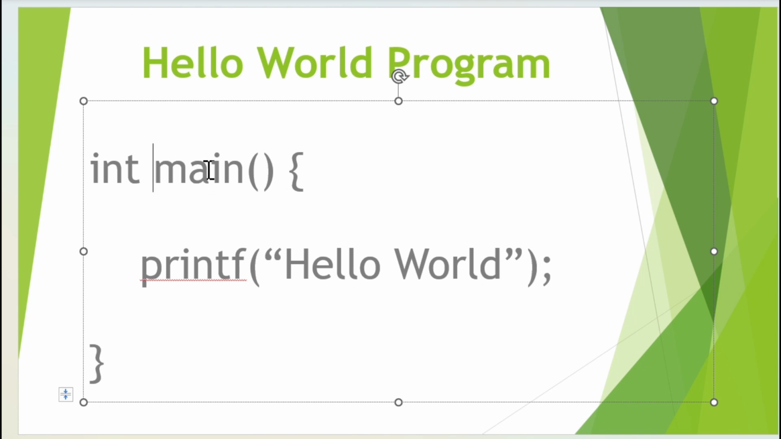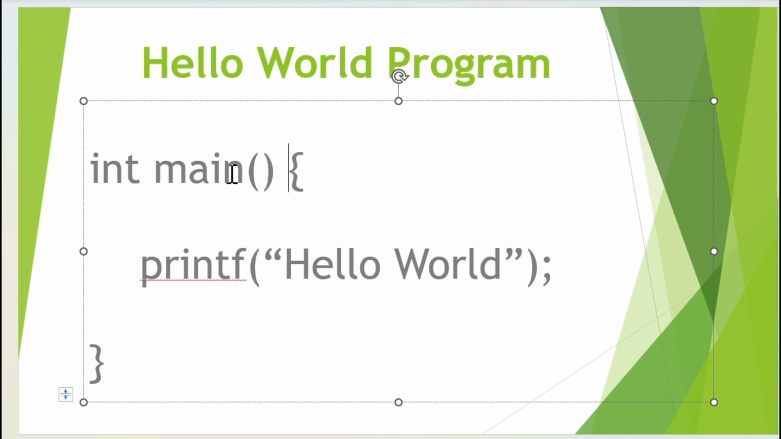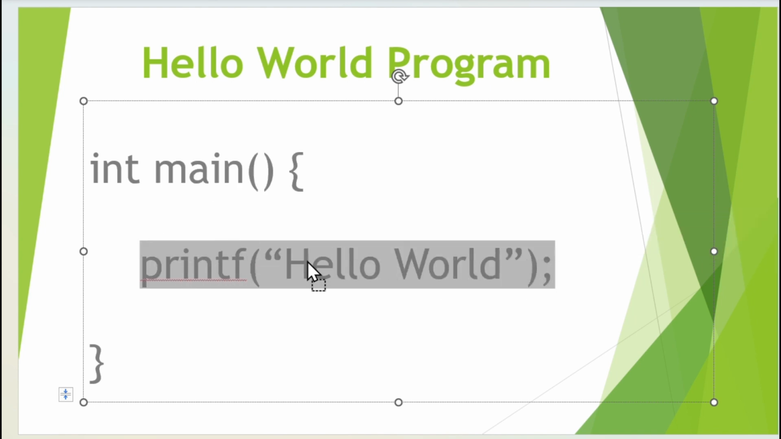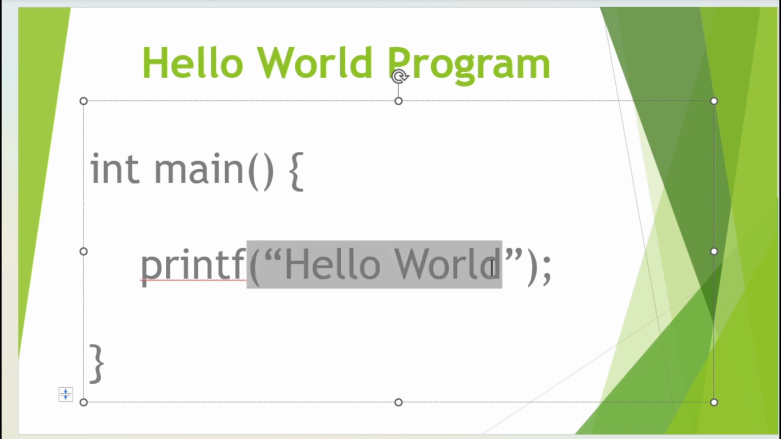Just as we have main, we have printf. Both main and printf are called functions, that is, they do some work. The first part in a C program is main, that is where the execution will begin, and the first thing that we are doing inside the main is printing something using the keyword printf, and inside the round braces you have hello world in double quotes.